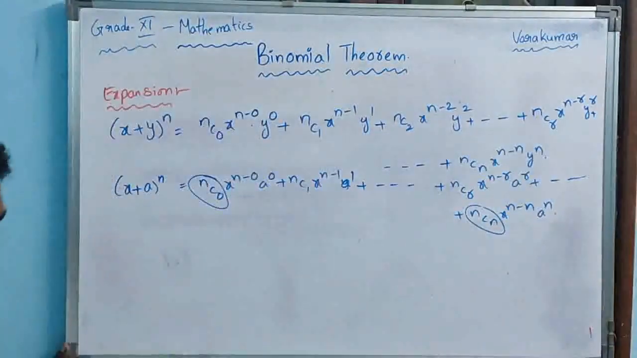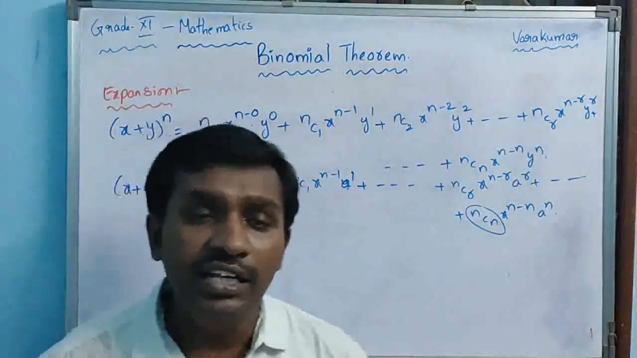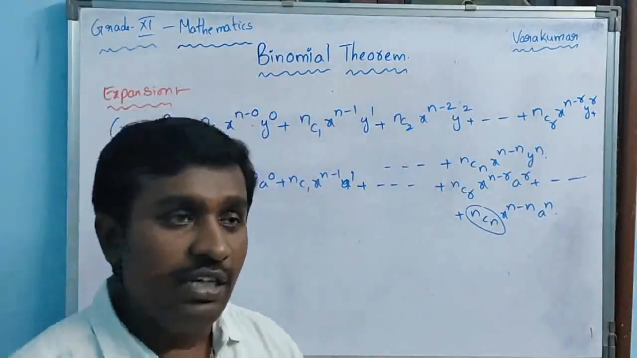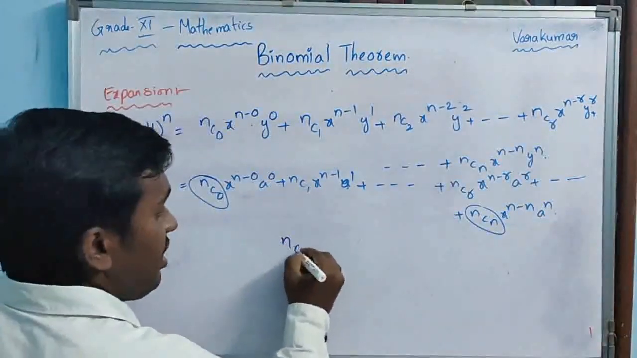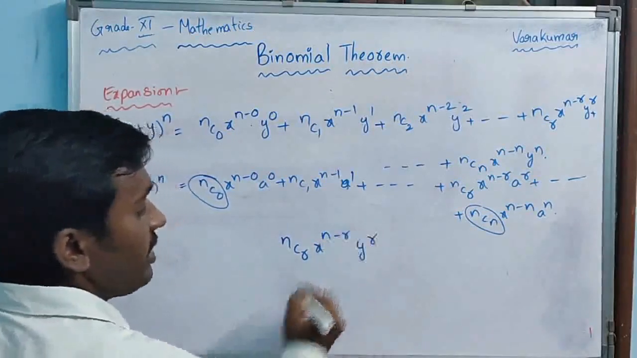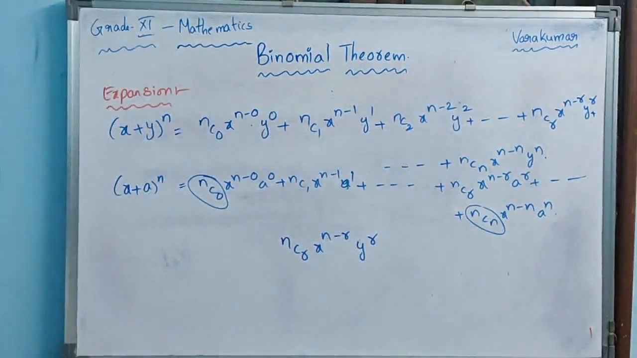Next, how to write the total expansion in a short form. See, in arithmetic progression we have known that if you know the general term, you can construct the total sequence. Am I right? Here, the general term is nCr x power (n minus r) y power r. This is called the general term or rth term.